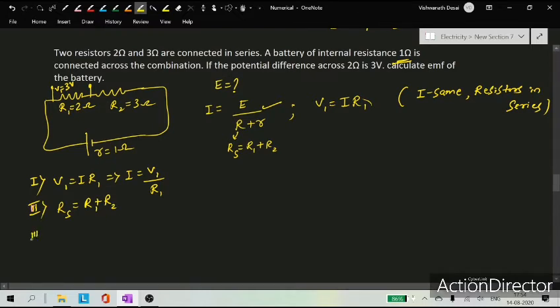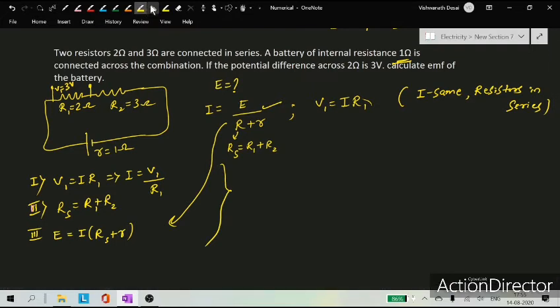And the third step you are going to use is this one. EMF they are asking, right, in the question. Therefore, E is equal to I into R equivalent, it is RS plus r. Use it. So RS we are calculating from the previous step. So these are the steps, use them and get the answer. Okay. Now I will use the first step. So V1 is equal to I R1.